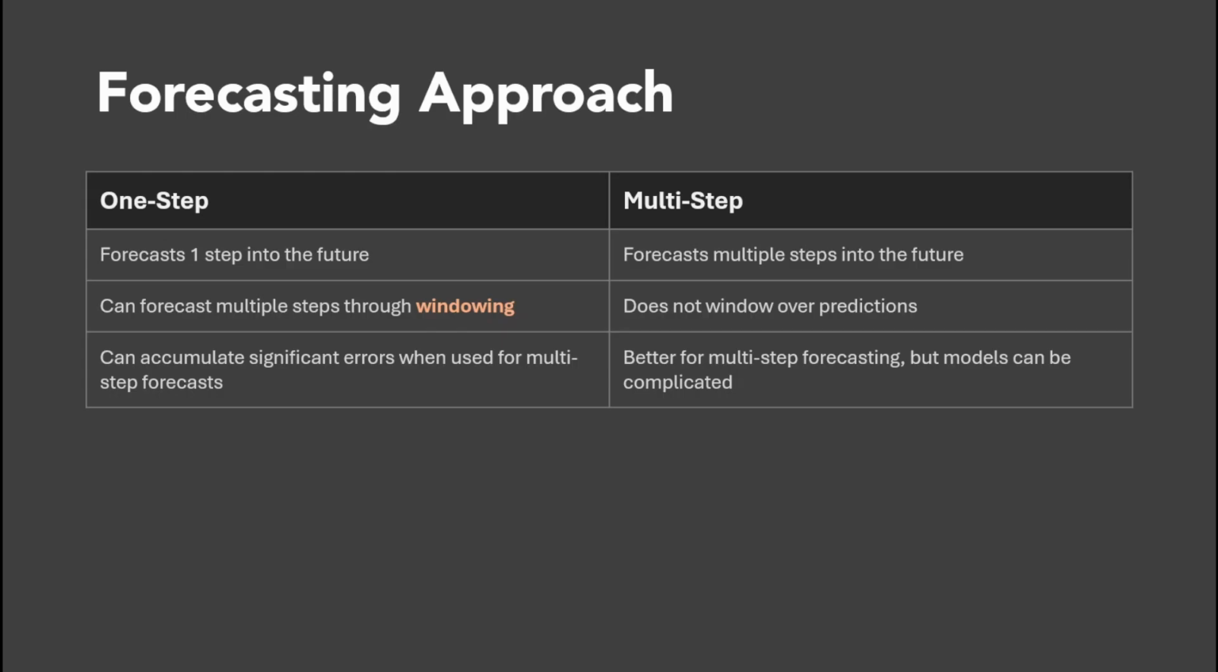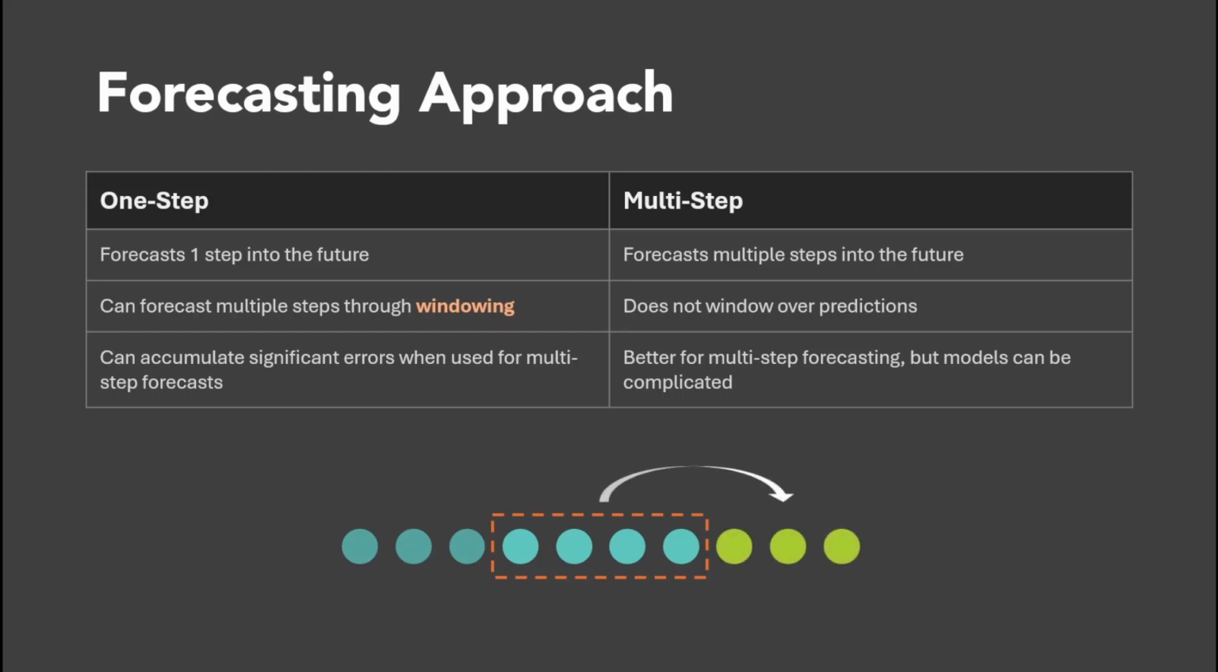Meanwhile, models capable of multi-step forecasting out of the box can do this without windowing. So it can basically take in a set of inputs and then spit out multiple predictions all at once. But this generally requires a more complex model or set of models.